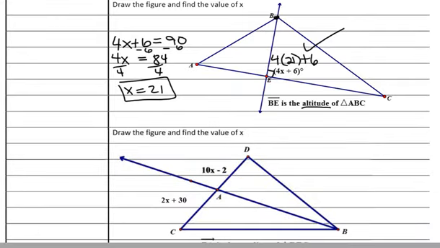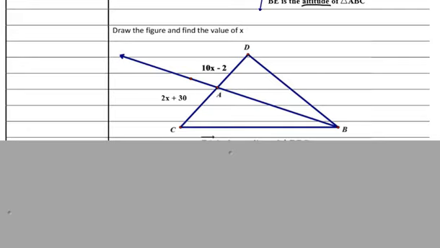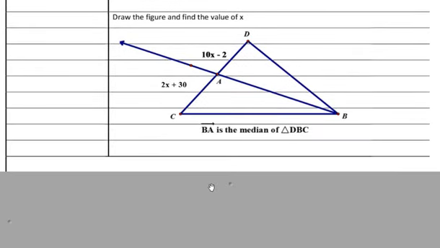And the last example, using another vocabulary word, is go ahead and draw the figure again and find the value of x. And this time we're going to use BA is the median of the triangle. So if you look back up at the vocabulary that you defined earlier in your textbook, a median is a segment or a line that starts at the vertex of a triangle to the opposite side of that vertex at the side's midpoint. Or in other words, a median is in the middle of a side. So it's directly cutting this side DC in half.